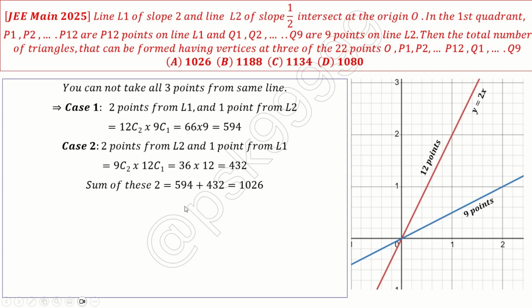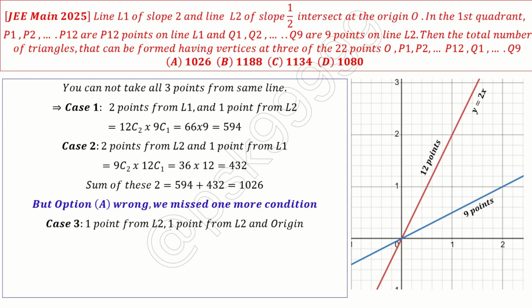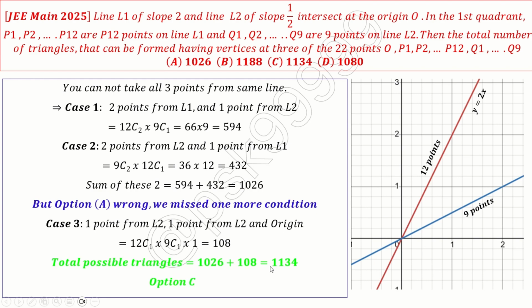You are forgetting one more condition. Read the question carefully. It said 22 points, but you are only looking at 21 points. Where is the 22nd point? That is the origin. So we have not drawn a single triangle using the origin. The third case is 1 point from L1, 1 point from L2, and the origin. In this case it will be 12C1 into 9C1 into 1, which is 108. So the total is 1134, option C. This is the correct answer.